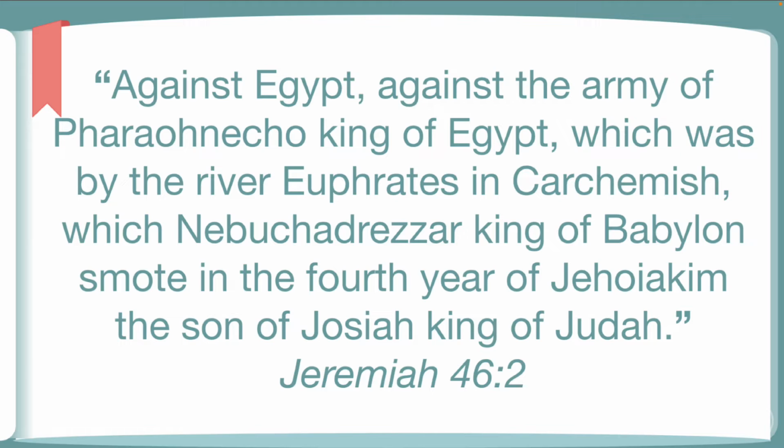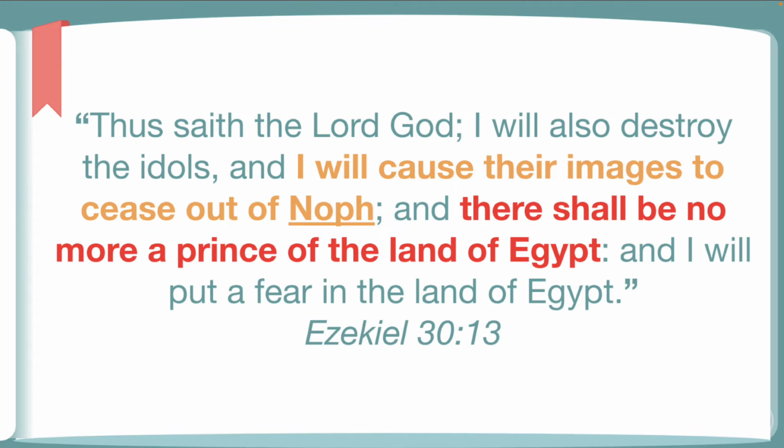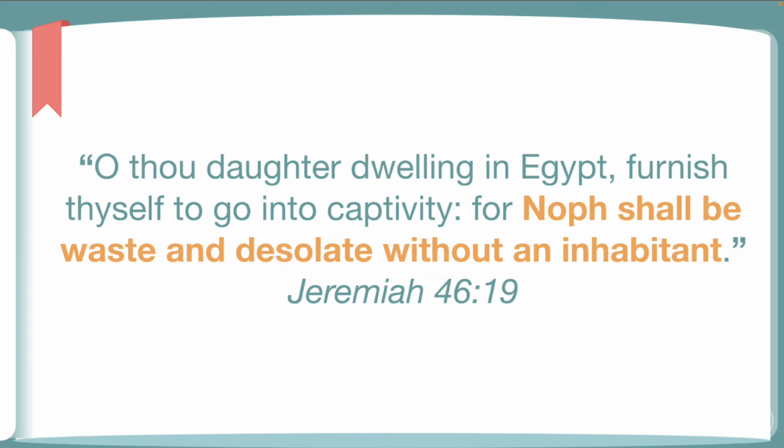Here we read against Egypt, in the 4th year of Jehoiakim, the son of Josiah king of Judah. This is all just historical, no big deal. But it then says, "I will cause their images to cease out of Noph, and there will be no more a prince in the land of Egypt." So this is 600 BC, and Ezekiel was instructed to record a prophecy of God regarding the city of Noph in Egypt, that their images will cease and there will be no longer a prince in the land. Also in 600 BC, Jeremiah was given a similar prophecy that Noph will be desolate and without inhabitant.